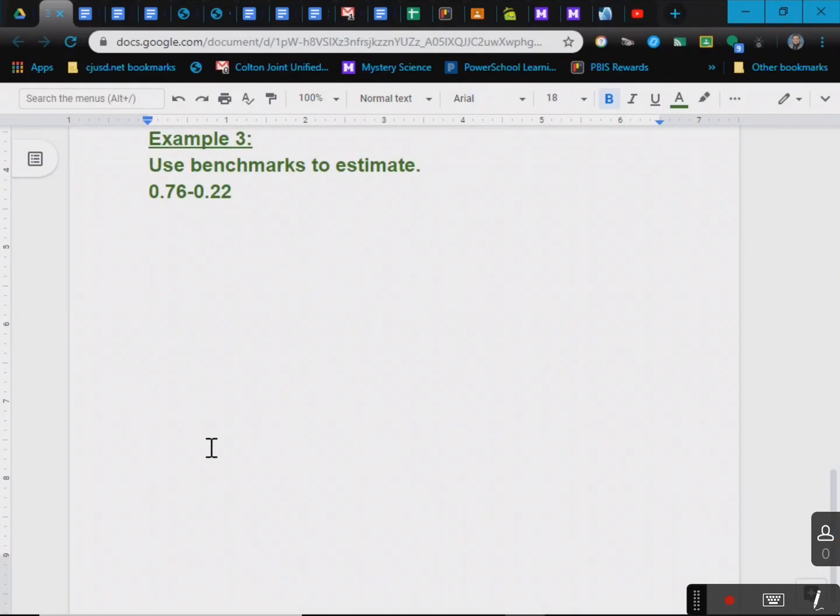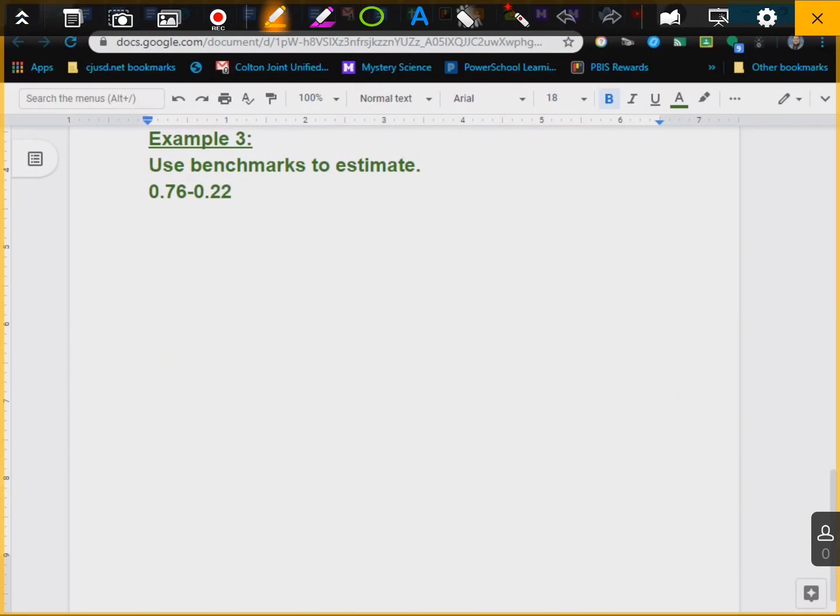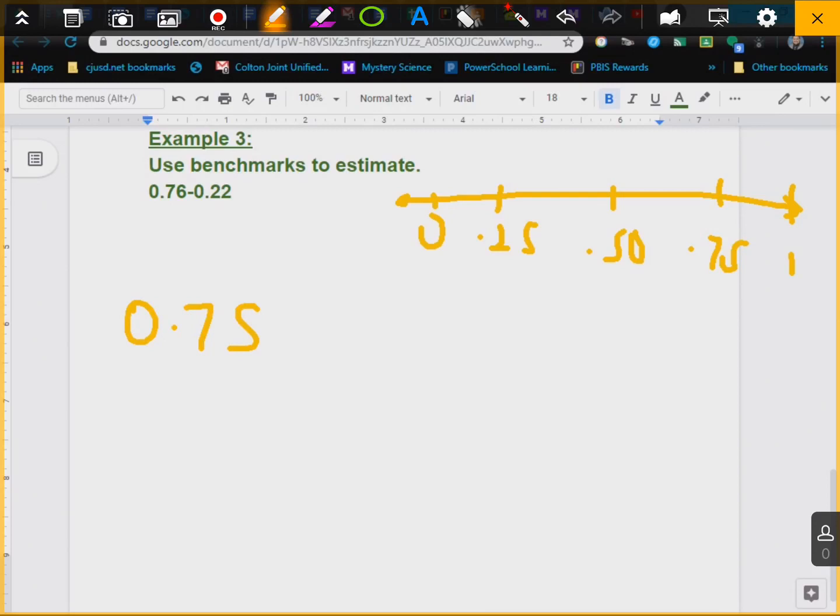Use benchmarks to estimate. So we're going to do that once again. We're going to use the benchmarks. So, like if I had the same number line, okay, I have 0, 0.25, 0.50, 0.75, 1. Well, 0.76 is very close to 0.75. Okay, so I'm going to round it down to 0.75. And 0.22 is very close to 0.25, so I'm going to round it up to 0.25.